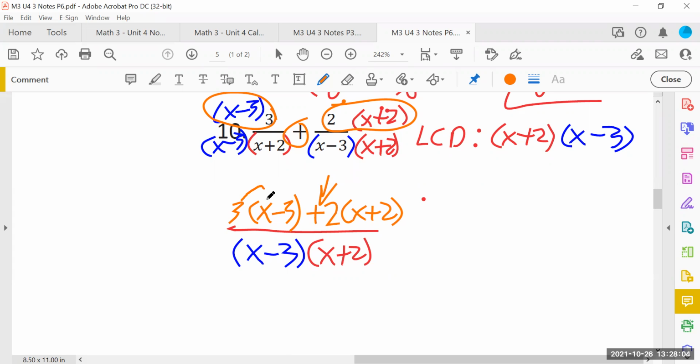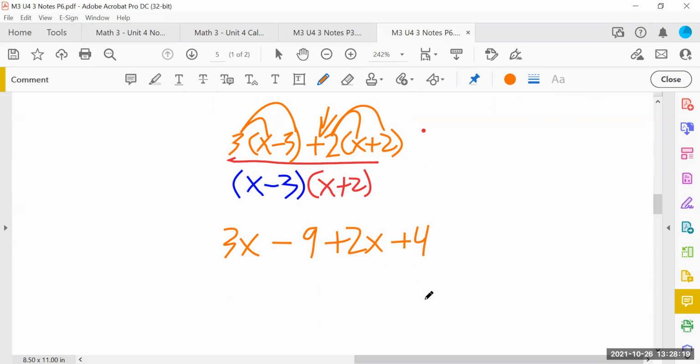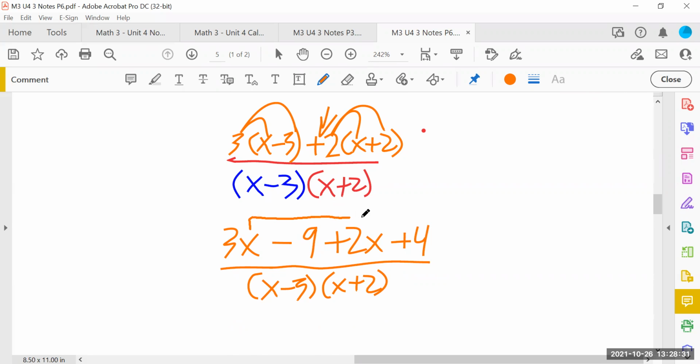So here I'm going to do 3 times x, 3x. 3 times negative 3 is negative 9. 2 times x is 2x. 2 times 2 is 4. All over that same x minus 3 and x plus 2. And now I can combine like terms. 3x plus 2x makes 5x. Negative 9 minus 4 is negative 5.